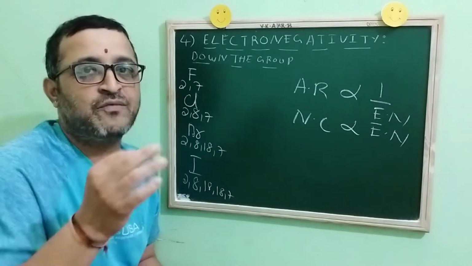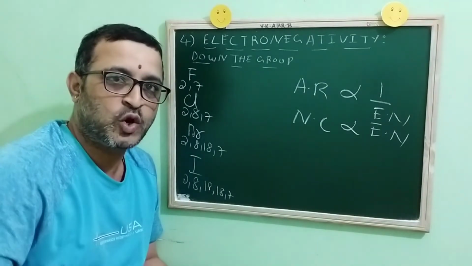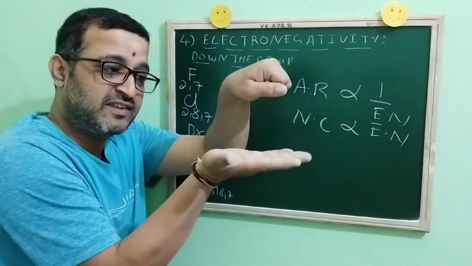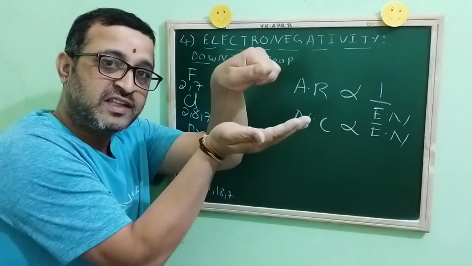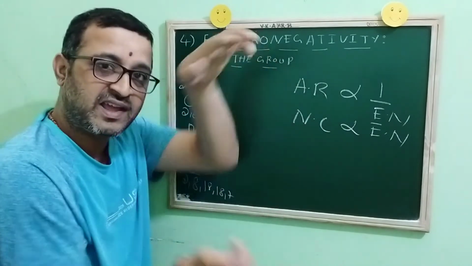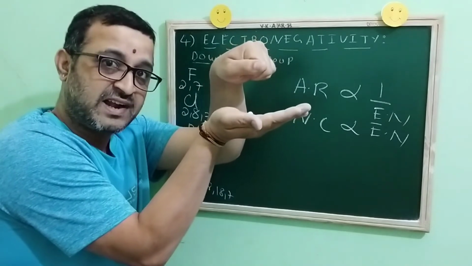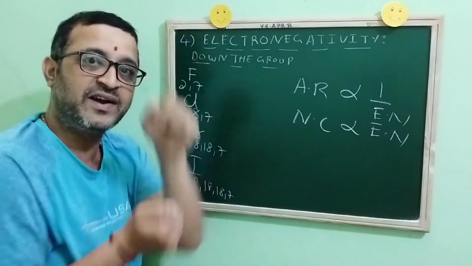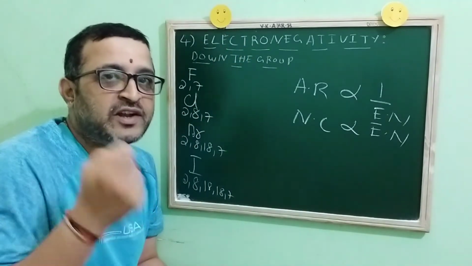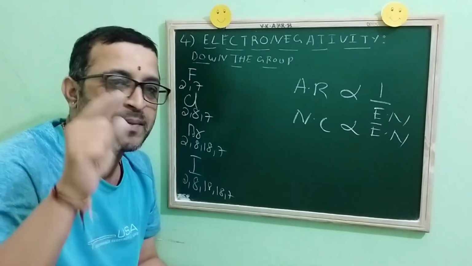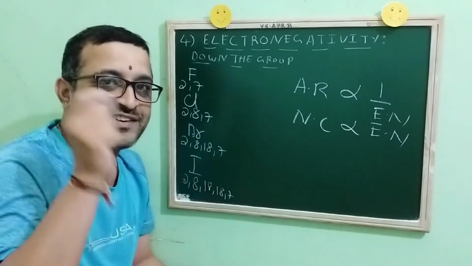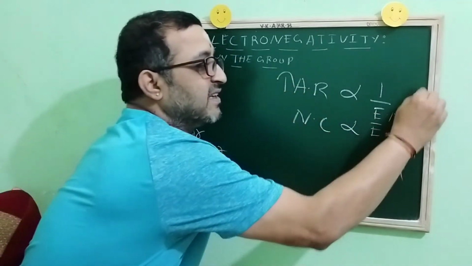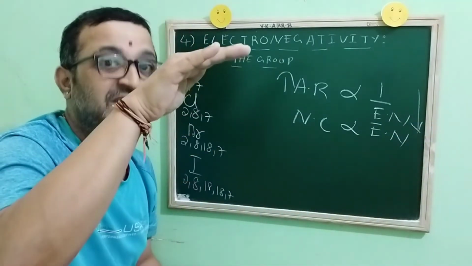Children, we all know that when you go down the group, what will happen to the atomic radius? Yes, definitely. See, this is the nucleus, with the outermost shell containing electrons. The atomic radius is going to continuously what, children? Increase. That is, first atom fluorine, next chlorine, bromine, iodine. So the atomic radius continuously increases when you go down the group because of the increase in the number of what, children? Shells.